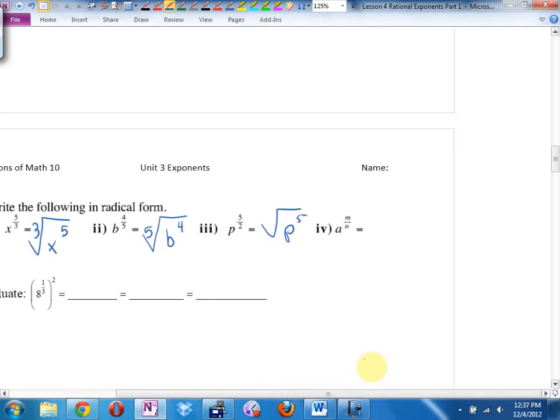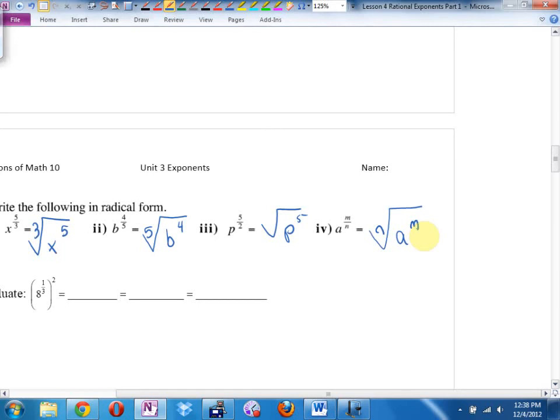See the 4th one there? See your base? What's the base? What's the exponent? Did you say a fraction? We can write this as a radical then. There's going to be a radical sign. The base is a. What root? Nth root of a to the m.